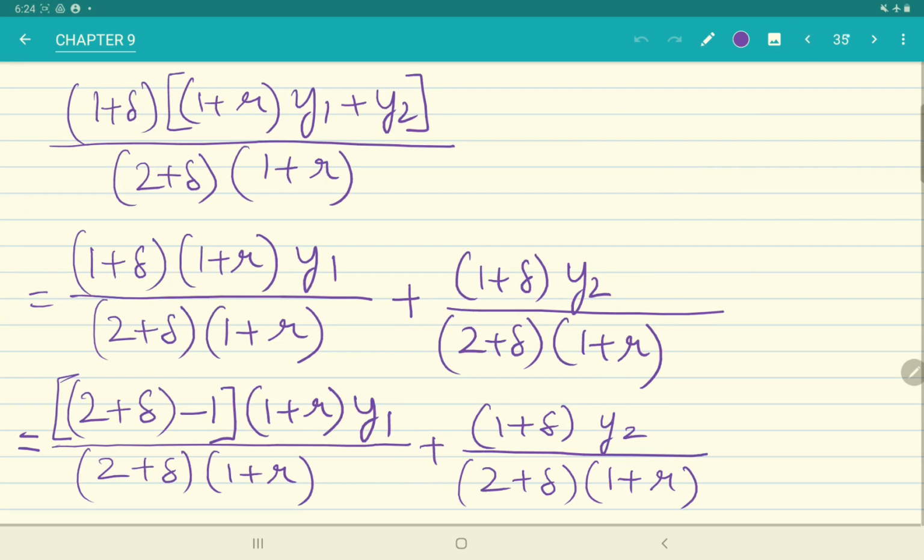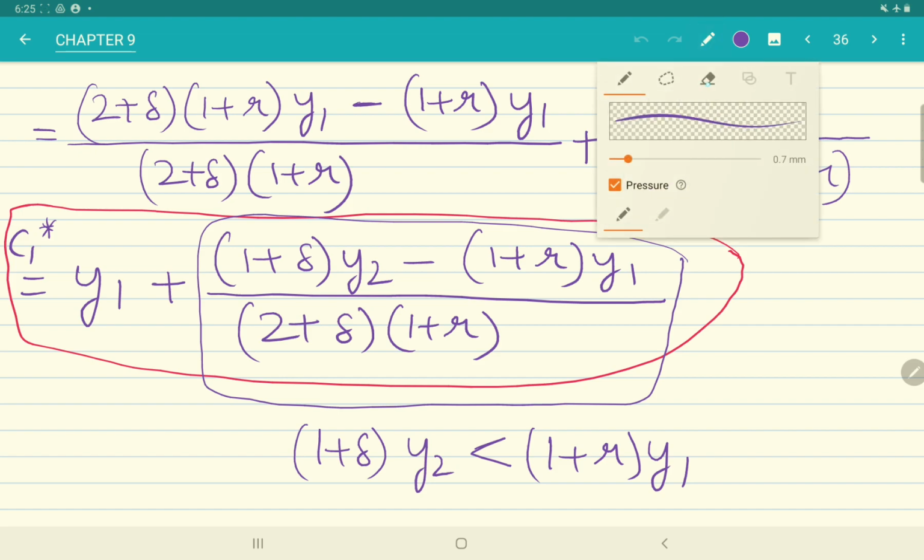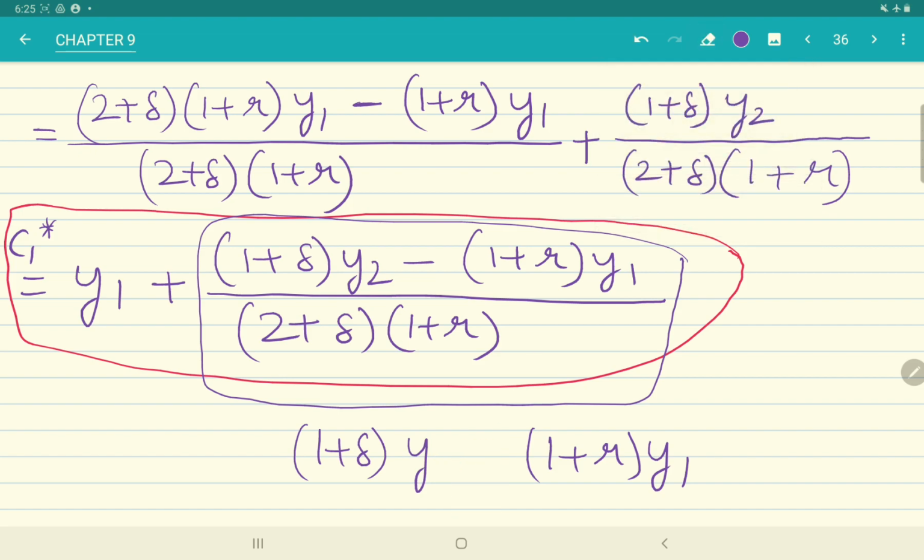Because if the student is borrowing, that just means her current consumption is more than her current income. And if it is more than that, that means this expression is positive. And if it is positive, that just means 1 plus delta multiplied by y2 is greater than 1 plus r multiplied by y1.